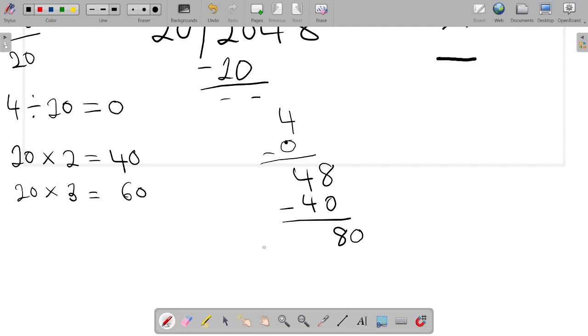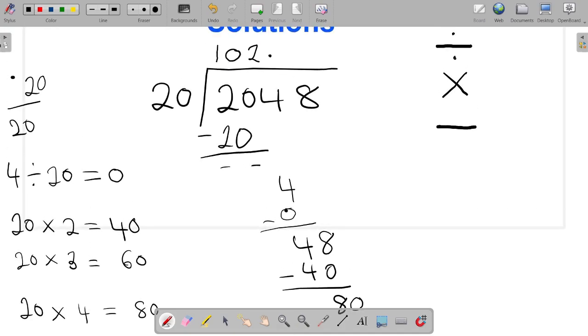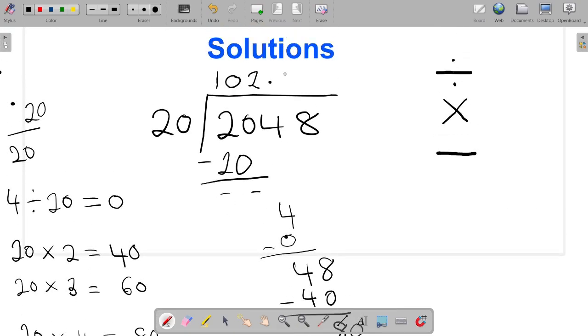So let's find out how many times 20 can fit into 80. We can do that by multiplying 20 by certain numbers to find out which number gives 80. Let me start with 4, because 20 times 3 gives 60, so we want it higher. So 20 times 4 will be 80, right? Good. So it means 20 can fit into 80 four times. Now you write your 4 on the bracket.